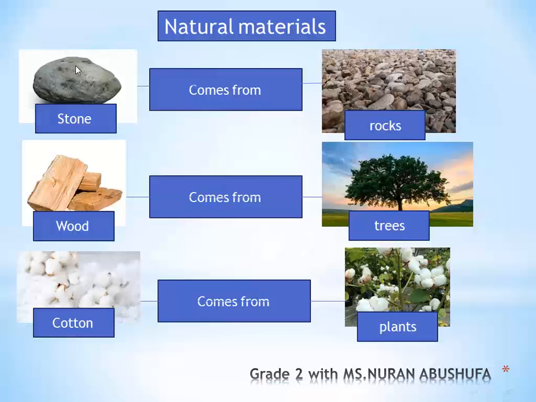As you can see here, some examples of natural materials. We have stone, wood and cotton. The stone comes from rocks, the wood comes from trees, and the cotton comes from plants, which is the cotton plant.